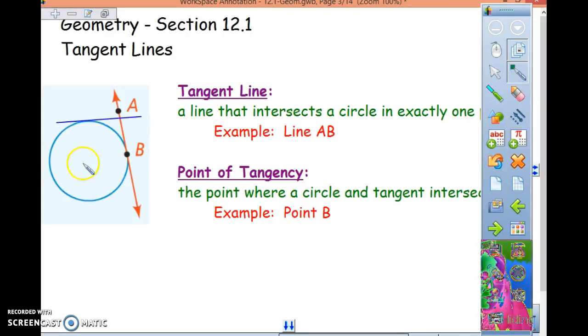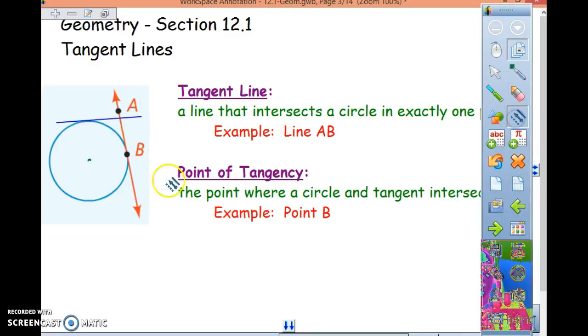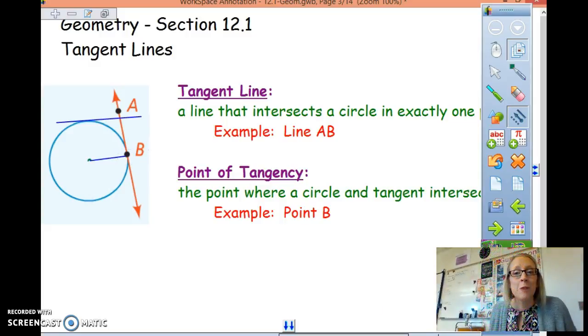So maybe if I get a little more accurate here, this looks to be the center, and then if I draw that out, there is my point of tangency, and I see a right angle, which makes it a point of tangency.